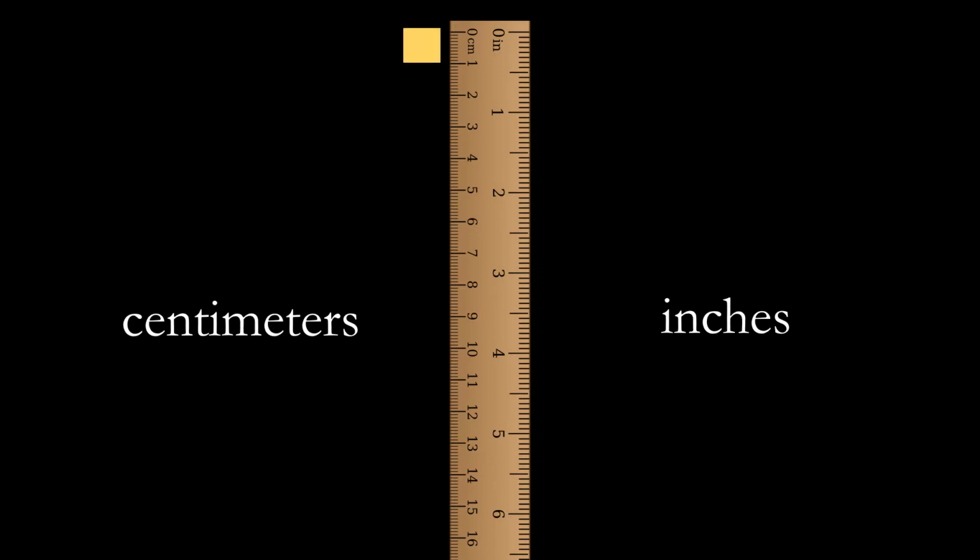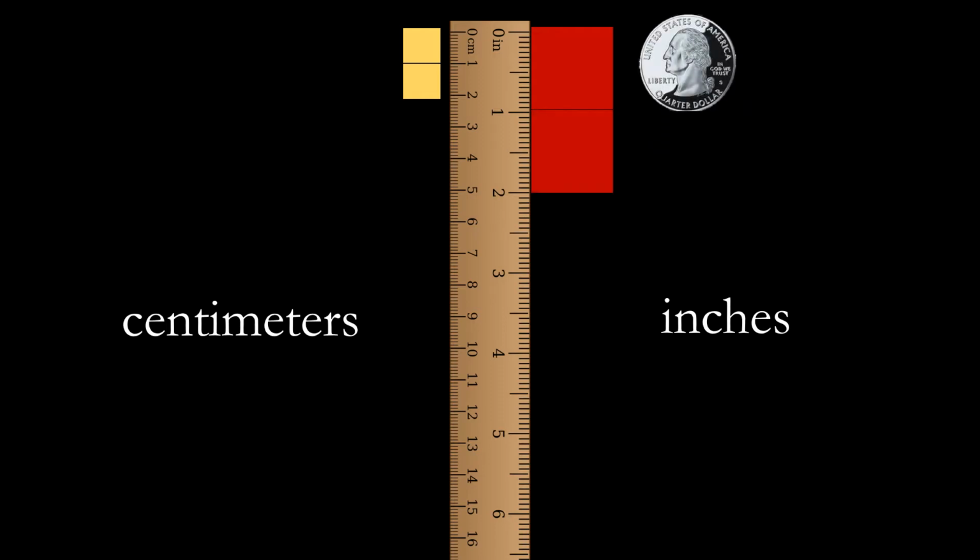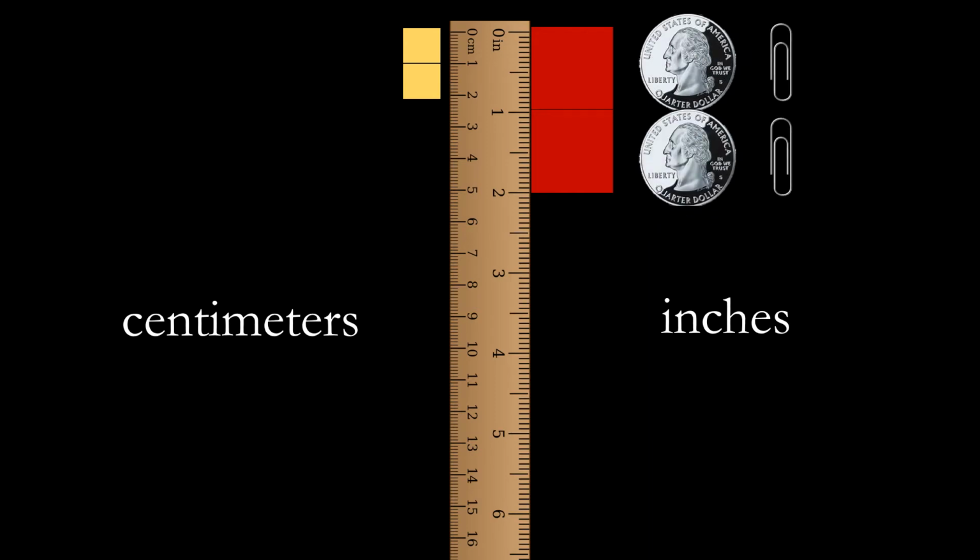Now, a centimeter is about the size of that yellow square. So two of those yellow squares are 2 centimeters. An inch is the size of that red square. And you can see an inch is a little bit bigger than 2 centimeters. Now, if you don't have a ruler, you could use a quarter, which is about an inch, or you could use a small paper clip.